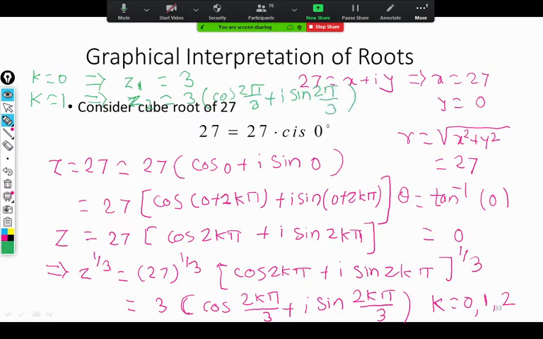What is the angle 2 pi by 3? What is the degree? This is 120, is it? What is cos 120? Minus half. Very good, minus half is the correct answer. Minus half plus I root 3 by 2. So I will say Z2 is 3 times, in bracket, minus half plus I times root 3 by 2.